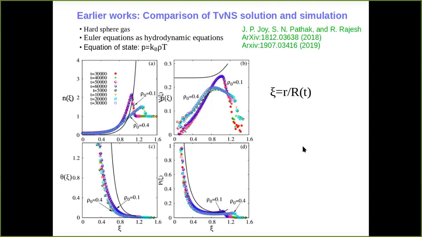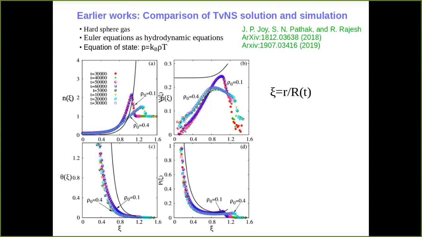Sorry, what's the black line? The black line is the TVNS hydrodynamic solution, considering the ideal gas equation of state. For which the velocity does not go to 0 as r goes to 0? I don't understand. Sorry, what does that mean? Can you explain? I don't know what it means. Okay, fine. Anyway, move on.